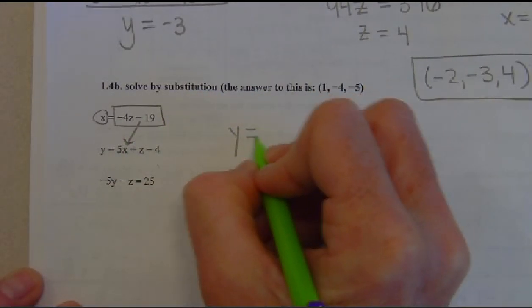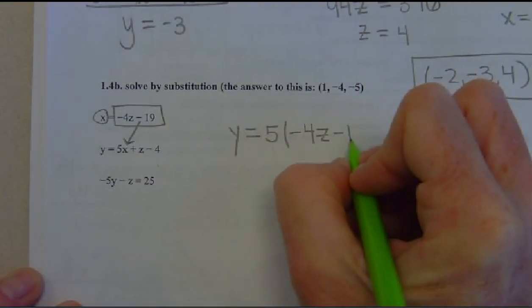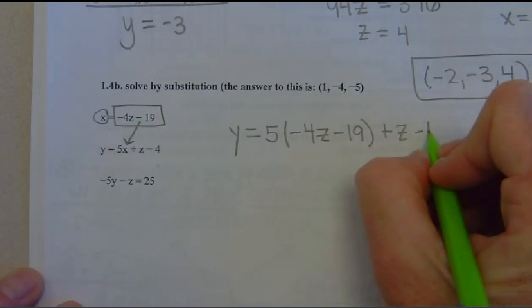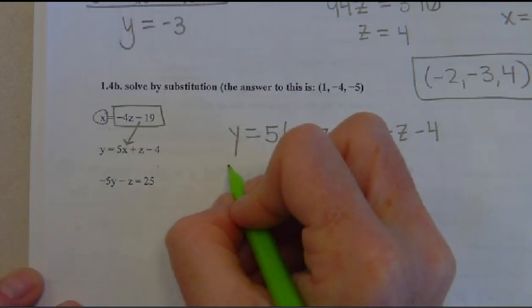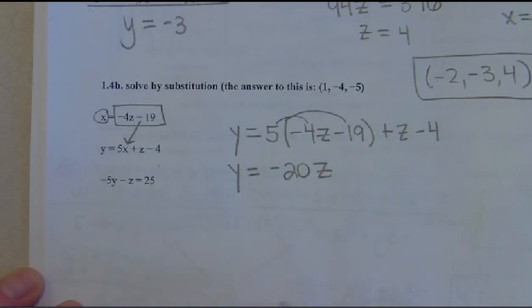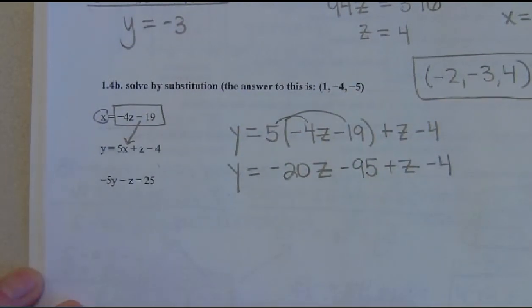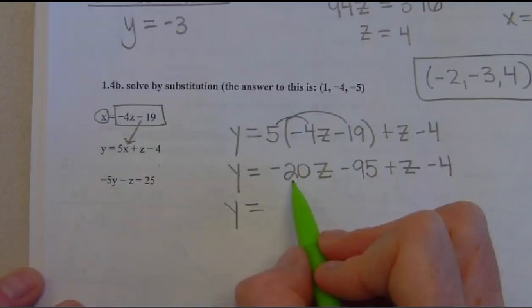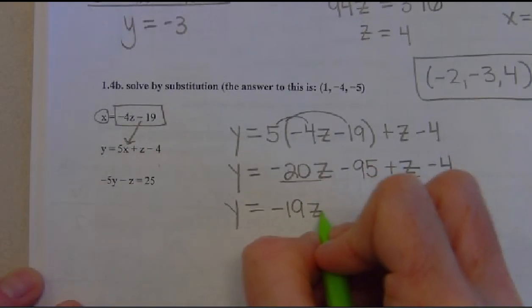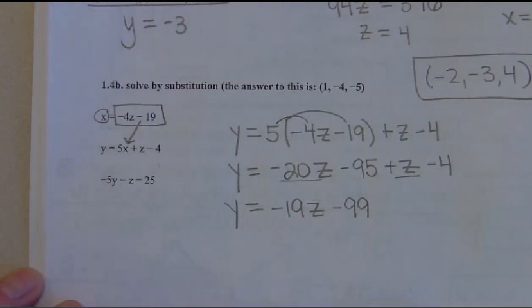So I have y equals 5. The x pops out. Negative 4z minus 19 pops in. Plus z minus 4. I'm going to simplify that to negative 20z. 5 times negative 19 is a negative 95 plus z minus 4. So I'm going to one more time simplify that and combine my z's. Negative 20 plus 1 is a negative 19z. Negative 95 minus 4 is a negative 99.